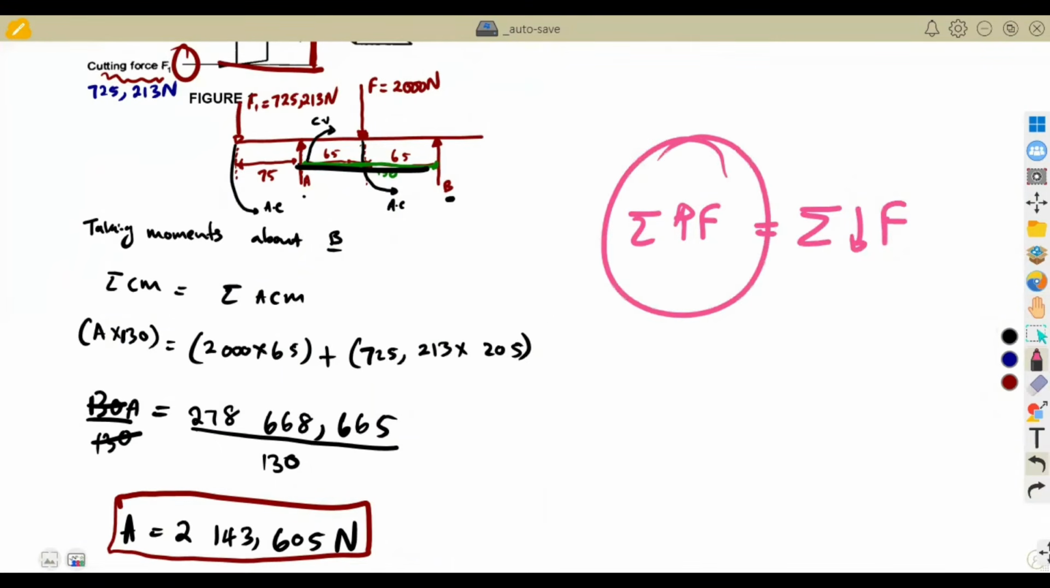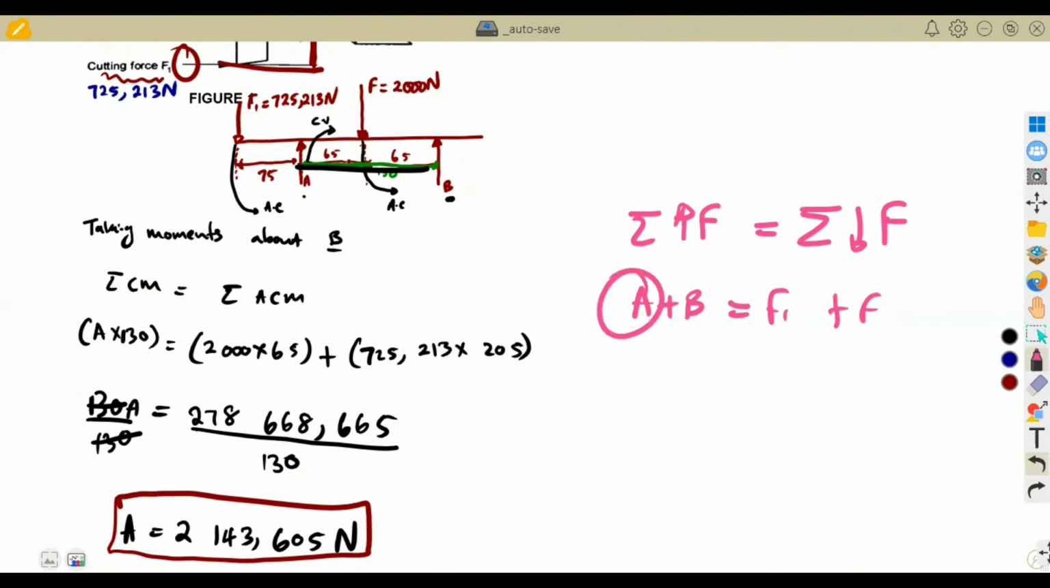The ones going up is what? It's A and B. So if I add these two supports, A and B, they must give me the ones that are going down, which is the F1 there and the F there for the clamp. So I need B because I calculated A. So I'm just going to take A to the other side, so it's going to subtract. So B is going to be equal to F1 plus F minus A. So that's how I can have B.